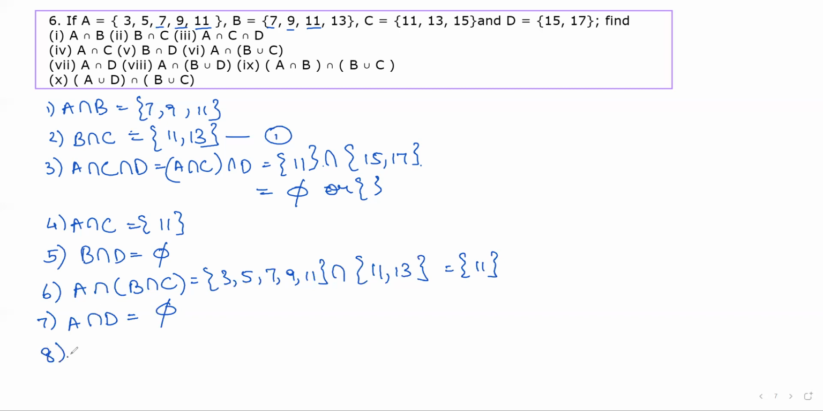Eighth, A intersection B intersection D. Now we know that B intersection D is empty. So it is A intersection empty. What is common between A and empty? Empty. Hold on. It says union in the sixth question. Let's resolve these as well, with union over here.